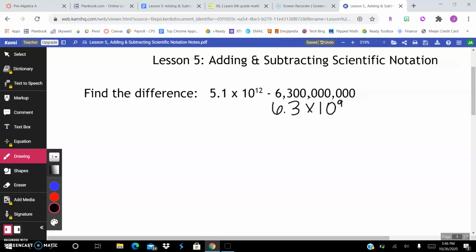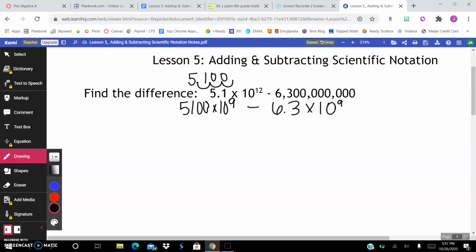So I want to go ahead and make that 12 into a 9. So I want to move this 5.1. I want to move that 3 times backwards. So 1, 2, 3. So I have to fill in with zeros. So this is 5,100 times 10 to the 9th, minus 6.3 times 10 to the 9th.